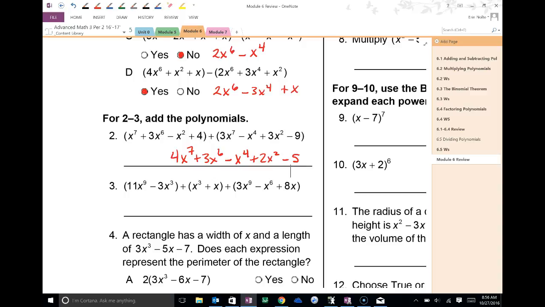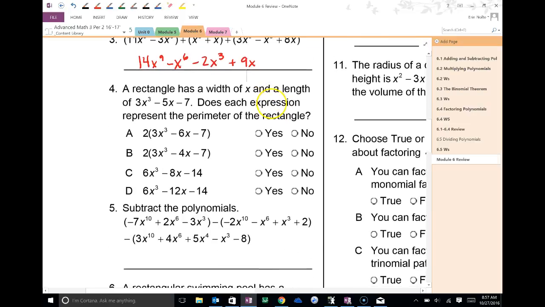Okay, I got 3 polynomials this time. How many x to the 9th do I have? 14 x to the 9th. X to the 8th? 0. X to the 7th? 0. X to the 6th? Negative 1. To the 5th? 0. 4th? 0. 3rd? Negative 2, 3 plus 1. So negative 2. Squared? None. X? So 1 plus 8. Constant. Good. Everybody okay there?